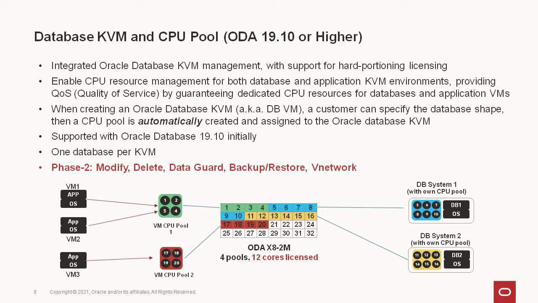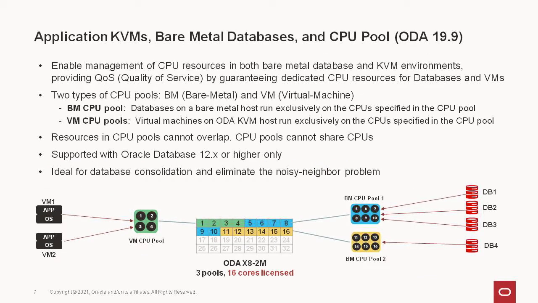Yes. And the question that we get is, why can't I just license based on the CPU pool? As Paul explained, in this example of the X8-2M, you license all 16. You're using 12 for your database and 4 for your VM, and you cannot get to use the other ones.